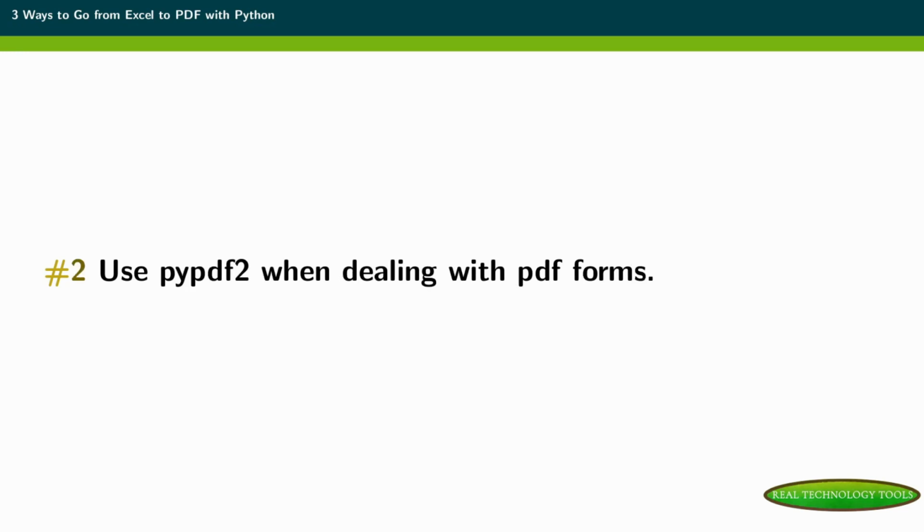The second way to do this is using PyPDF2 when dealing with PDF forms. So let me explain in more detail. It's when you need to fill out PDF forms based on information that is in an Excel file. And from there, what you need to do is read the Excel file using the openpyxl module and use the information to write on the PDF forms with the PyPDF2 module.